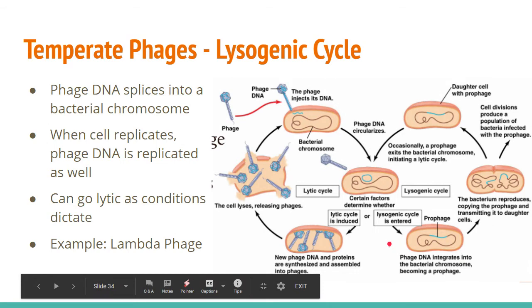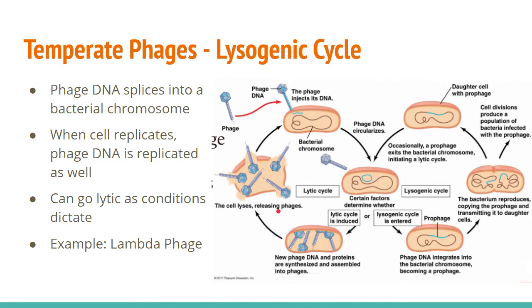And eventually, when circumstances are right, it shifts from this lysogenic cycle over to the lytic cycle. And that viral DNA activates, it takes over all the machinery inside the bacteria, starts producing a bunch of new viruses, and then it's going to lyse or release all those bacteriophages to infect new cells.